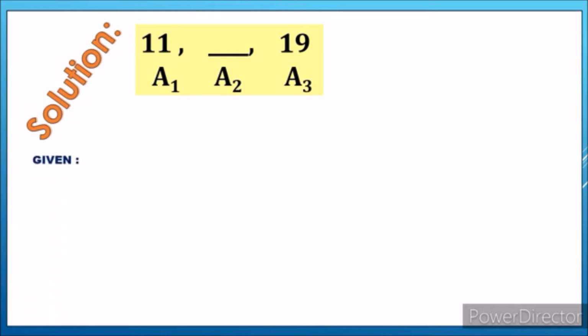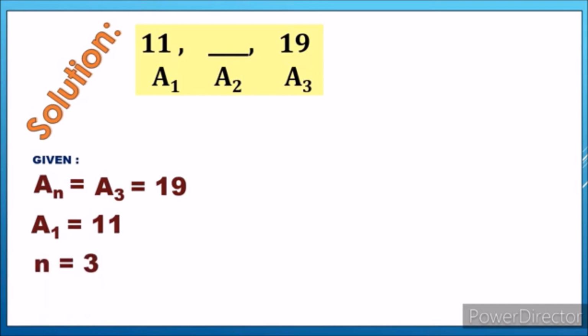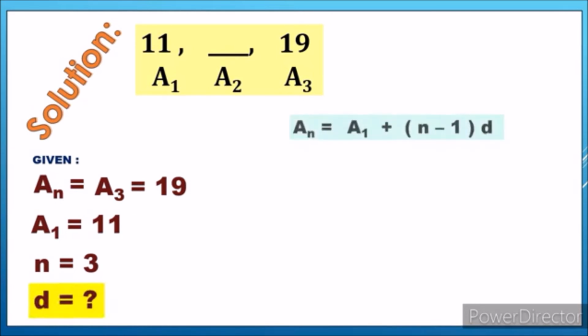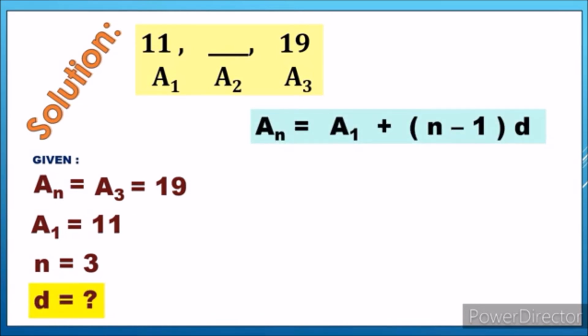Given we have a sub n, we can make use of the last term, a sub 3, which is equal to 19. Then our a sub 1 is 11, and n is equal to 3. There are 3 terms in the sequence, and the common difference is unknown. So the same thing, we are going to apply all these values to the formula: a sub n is equal to a sub 1 plus quantity n minus 1 times d.